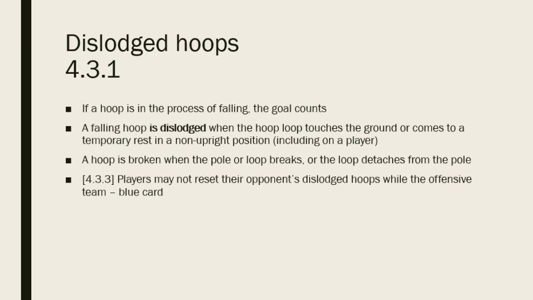Dislodged hoops. If a hoop's in the process of falling, the goal counts. A falling hoop is dislodged when the hoop loop touches the ground or comes to a temporary rest in a non-upright position. So I like this because it's actually codified, when is a hoop down. If it's not upright and it's stopped falling, it's considered down. So upright, I'm interpreting as straight up and down, like 90 degrees to the ground, which I'm hoping is how everyone else will. If it's falling and it's come to rest, not in that position, it's down.